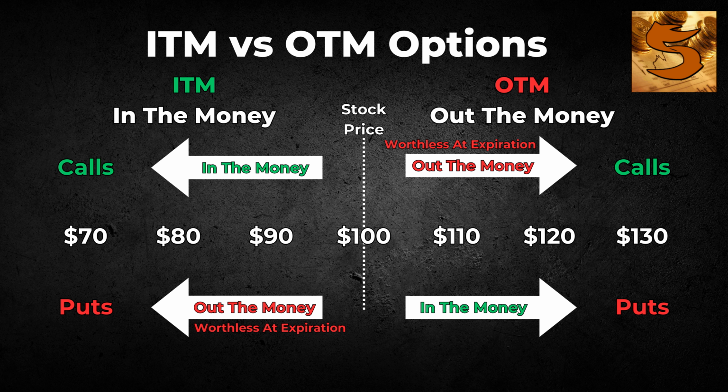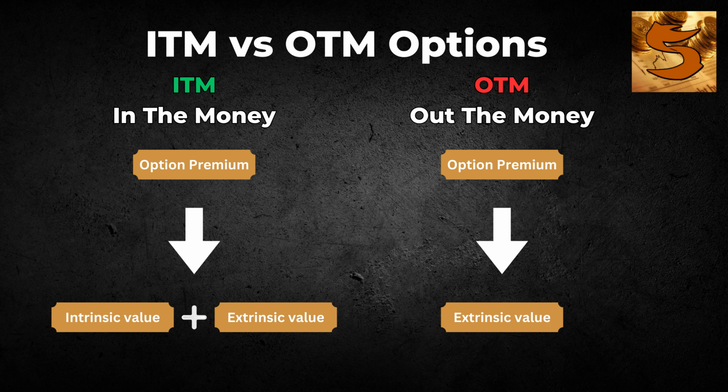The puts will be exactly the opposite of the calls. So the 70, 80, and 90 that were in the money for the calls will be considered out of the money for the puts. And the 110, 120, and 130 puts will be in the money because the strike price is higher than the stock price. And finally, the strike price of $100 is considered to be at the money because the strike price is equal to the stock price.